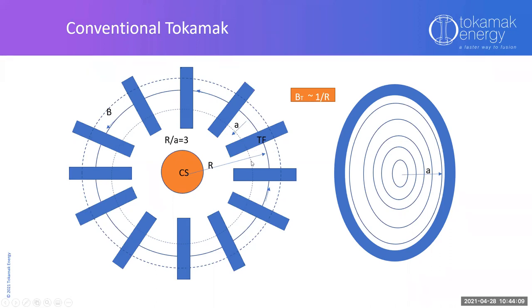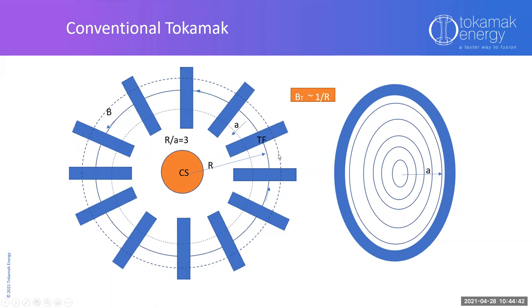There are other features that I will not discuss, like a toroidal field ripple, due to the fact that there is not a continuous set of toroidal field coils. There are gaps between the toroidal field coils, but this is not important for us at the moment. What is important is to understand that the magnetic field intensity of the toroidal magnetic field is higher on what we call the high field side than on the low field side, so higher on this side than on this side.